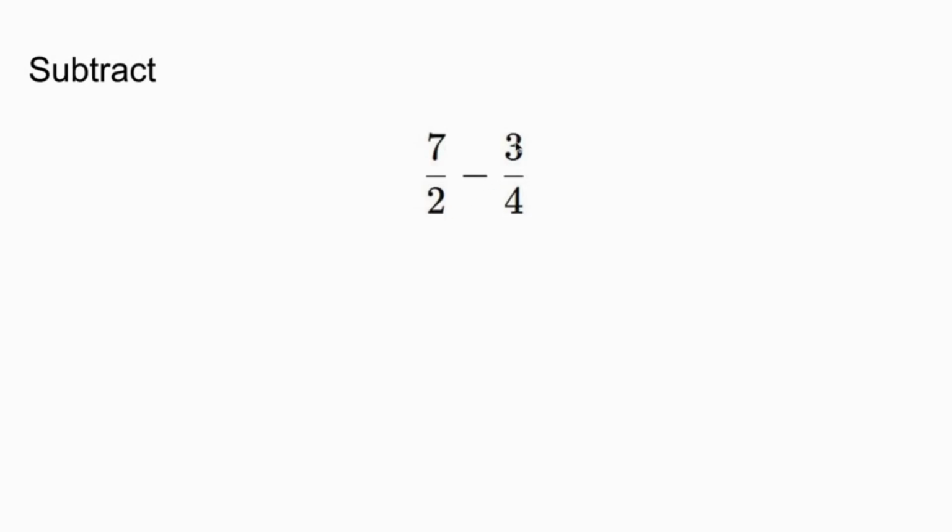Subtract 7 over 2 minus 3 over 4. When subtracting fractions, you need to make sure the denominators are the same. Well, they're not. This is 2 and this is 4.